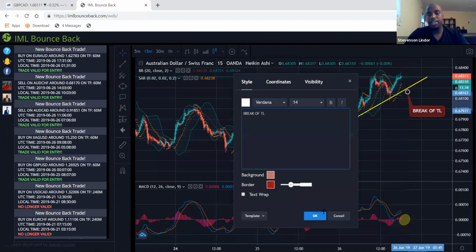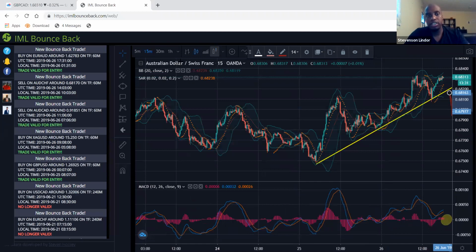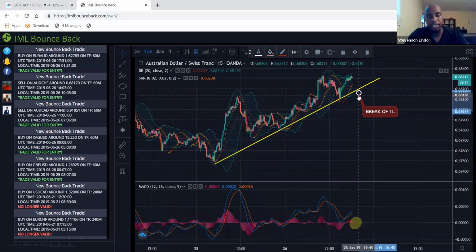Again, what I mean, I need a 15-minute time frame candlestick to close below this trend line. I would now enter the trade. The moment it closed below, I get in on the next candlestick. My stop loss would be above the previous high.